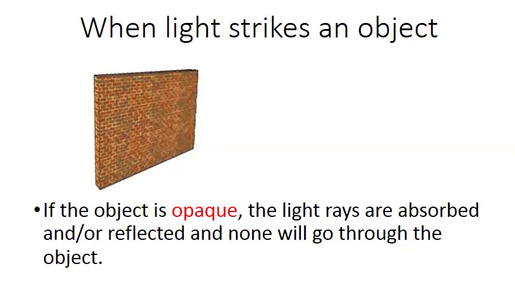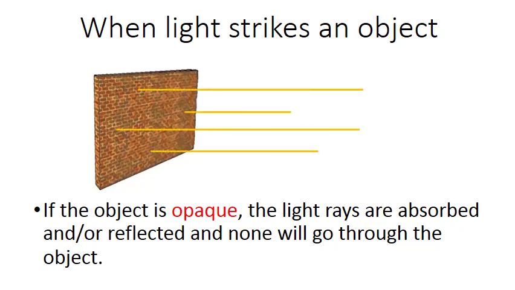And then, of course, we have objects that are opaque. So when it's an opaque object, like a brick wall, the light rays are absorbed or reflected, and none go through the object. So light hits the wall and just sort of bounces off in all directions. If you were on the other side of this wall in an enclosed room, you would not be able to see that light because it's not going through the bricks.